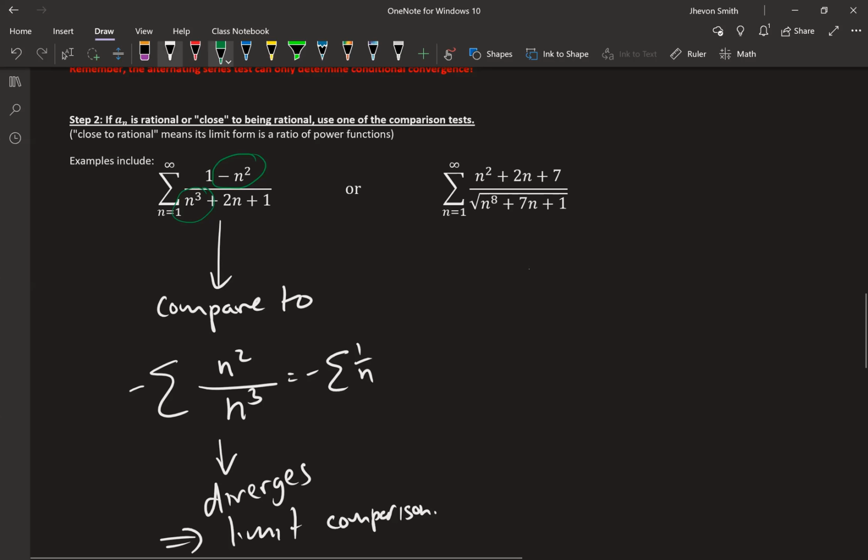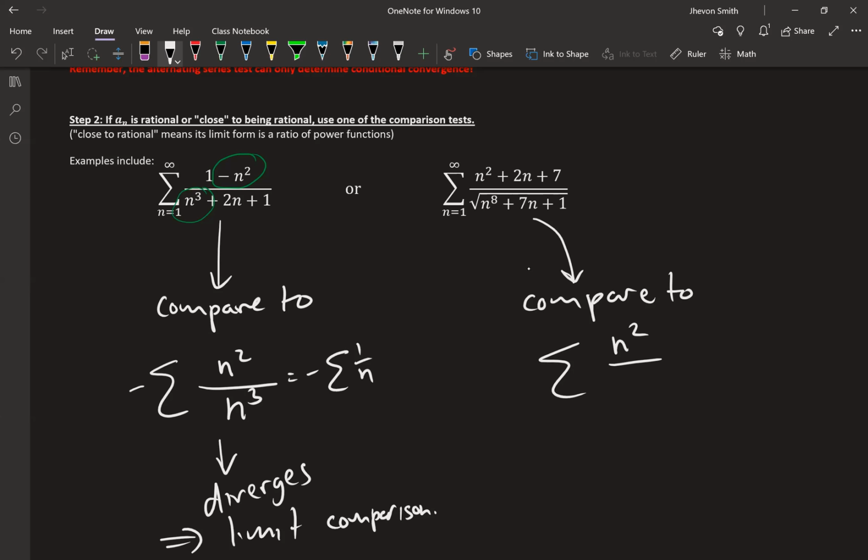Another scenario is when you have something that's almost like a rational function, like this one, for example. It's not a rational function because of the square root. But if I compare it to all the terms besides the highest powers, this is going to look like n squared divided by n to the 4th. So it can look like a rational function when I look at its limit form. Ignore all the lower powers. If I ignore all of these and just focus on the first two terms, then this is going to behave like that one, which is a rational function. So it's almost rational. That you will realize is just 1 over n squared, and that, you know, converges.